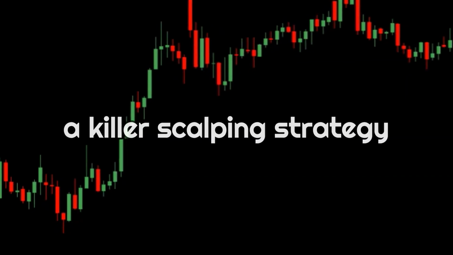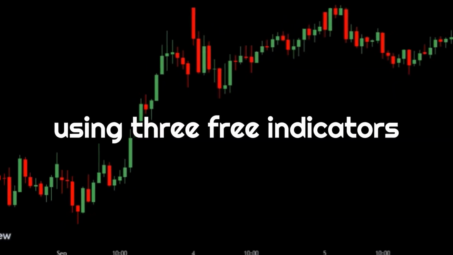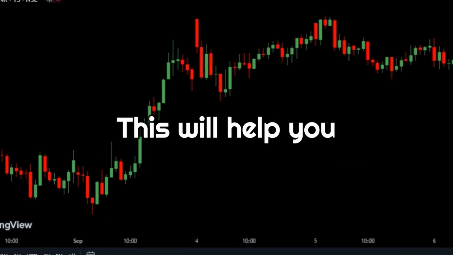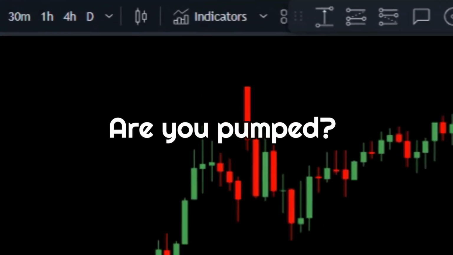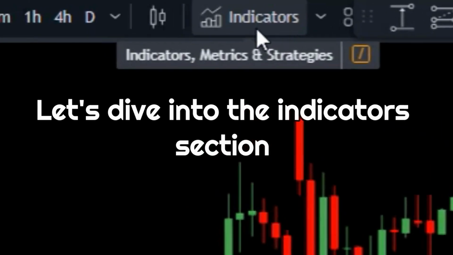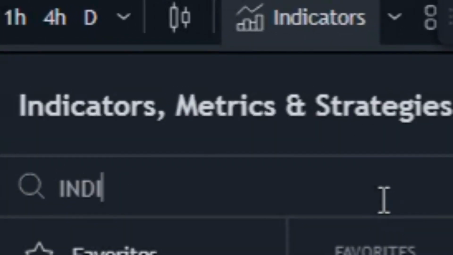We're gonna whip up a killer scalping strategy using 3 free indicators on TradingView. This will help you rake in steady profits across all markets. Are you pumped? Let's dive into the indicator section and toss in the WaveTrend oscillator indicator.